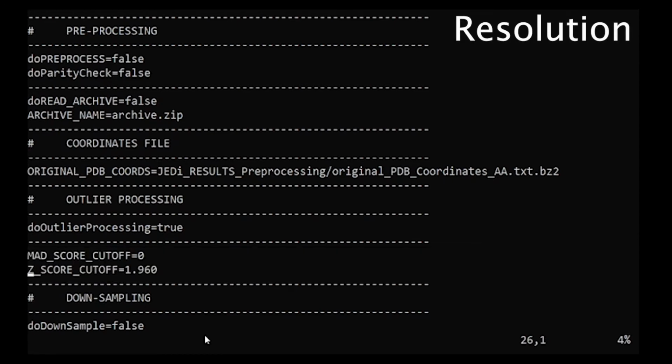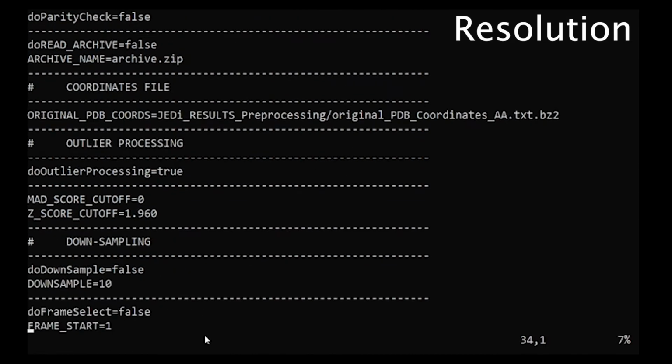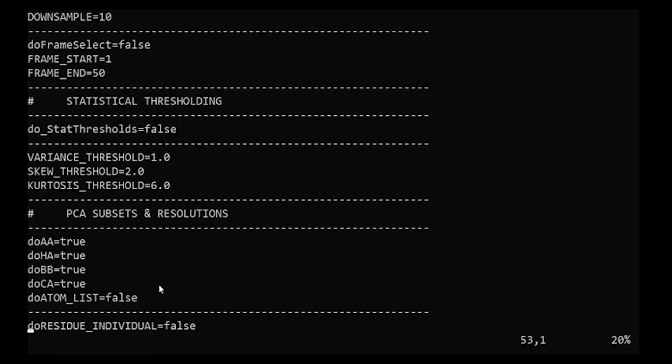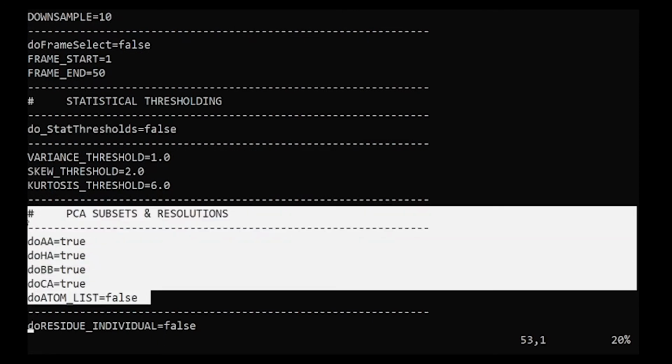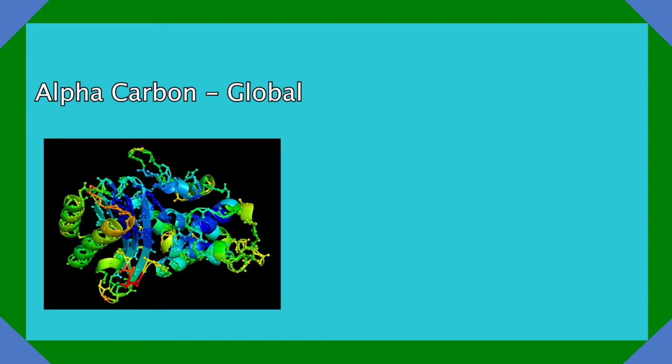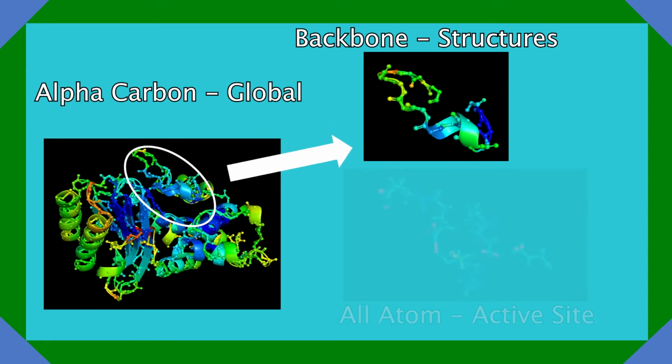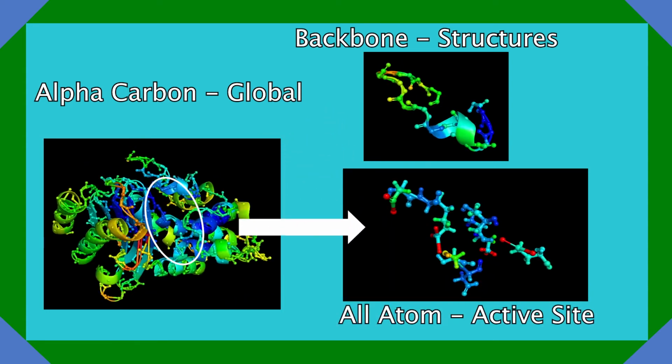Next, we have to consider what resolution to analyze the enzyme's motions at. JEDi offers support for alpha carbon, backbone, heavy atom, and all atom resolution. A residue subset can be chosen for each resolution analysis. Usually, the smaller your subset, the higher the resolution you can have without risking too much noise in the resulting motions. For example, you may want to run alpha carbon on the whole protein, backbone on some secondary structure regions, and then all atom on only the active site residues.